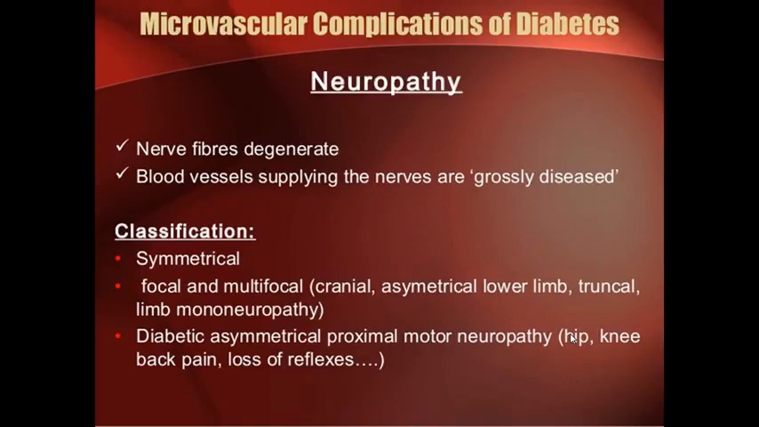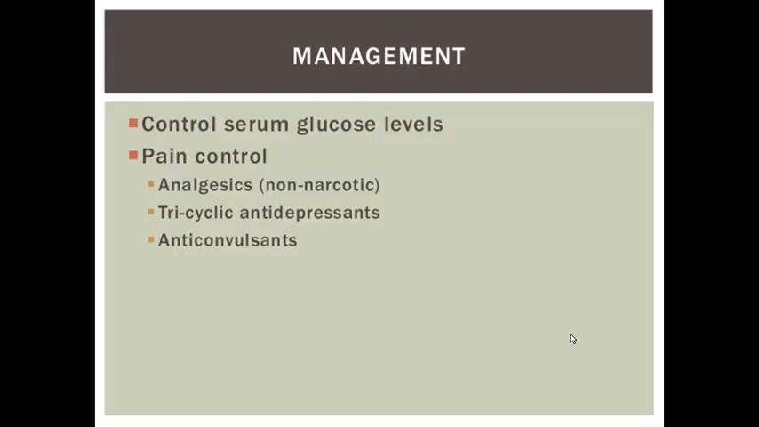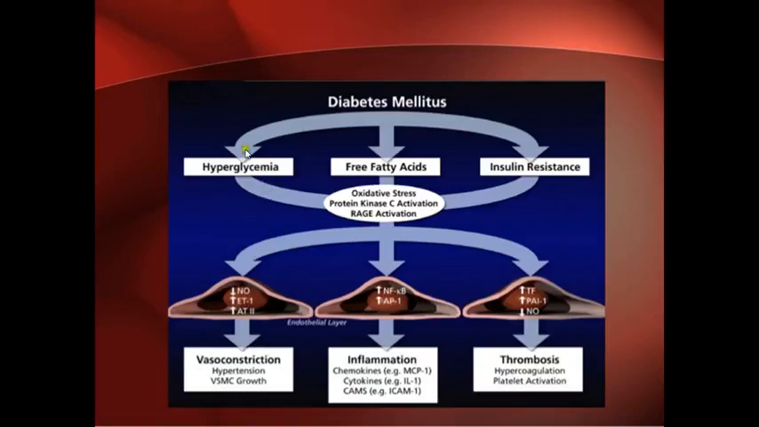With treatment of diabetes, they improve as well. So the management is to control the serum glucose levels. Pain needs to be controlled, so analgesics, tricyclic antidepressants, and anticonvulsants are the drugs which are used to control the pain. So how is this happening?